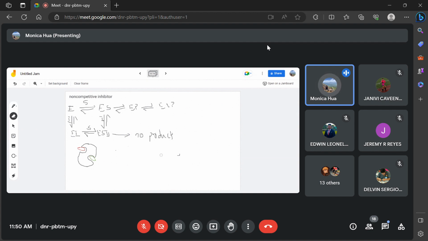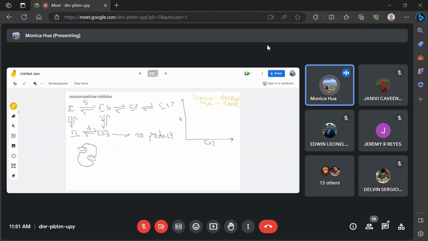So in this case, your Vmax also decreases, okay? So Vmax decreases, but Km remains the same, all right? The Km doesn't change because the dissociation doesn't change, okay?